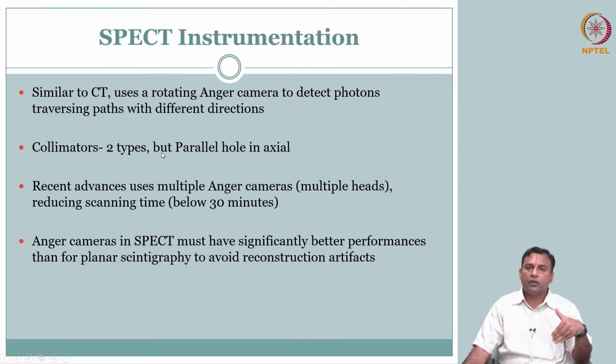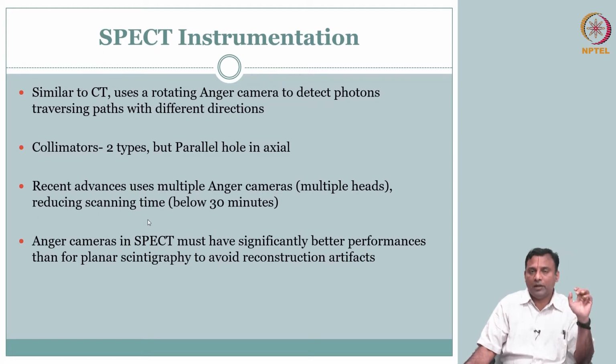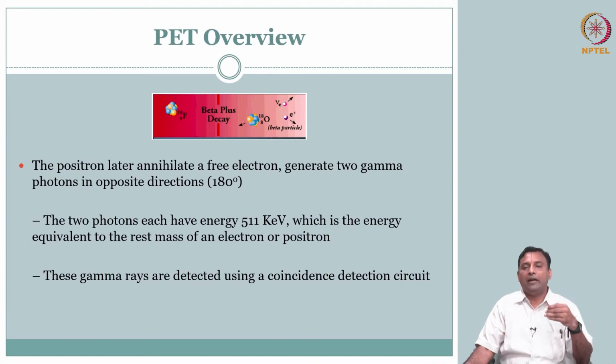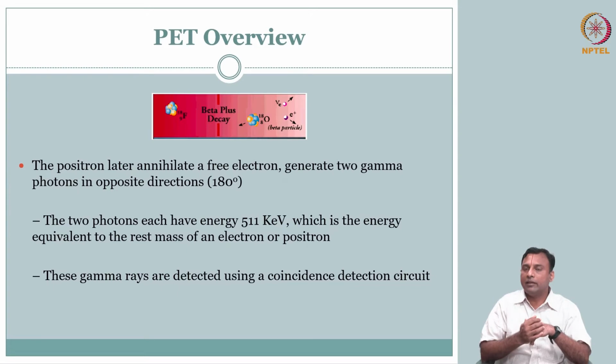So this is for your SPECT instrumentation. As you see, there is nothing new here. The data that we get, from your gamma camera, is the gamma rays detected. The gamma camera we did in planar scintigraphy. So from an instrumentation perspective, SPECT borrows heavily from planar scintigraphy. So let us quickly look at PET also. That way we can get into imaging equations and make the differences.